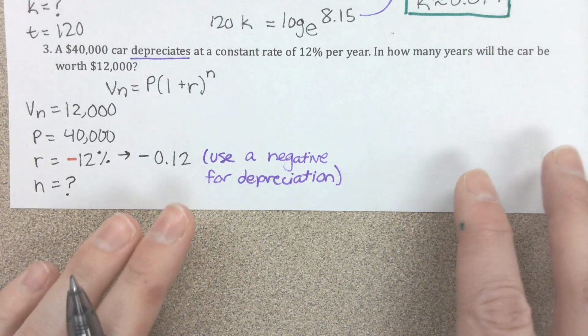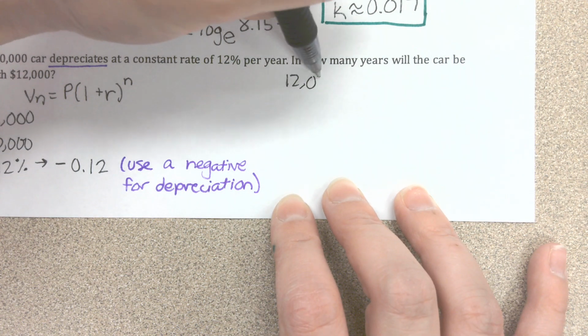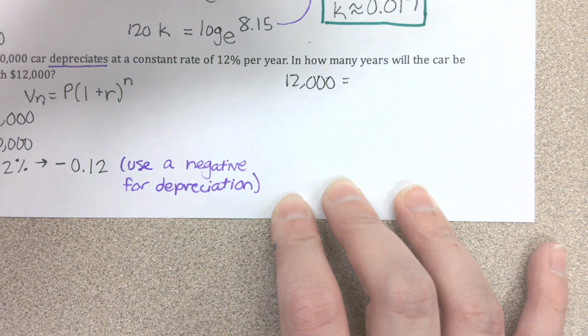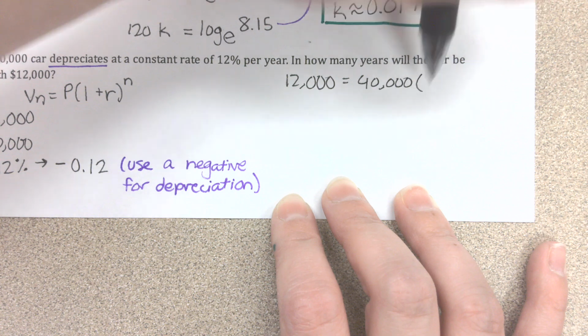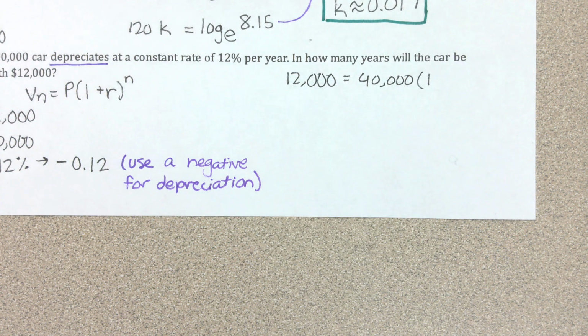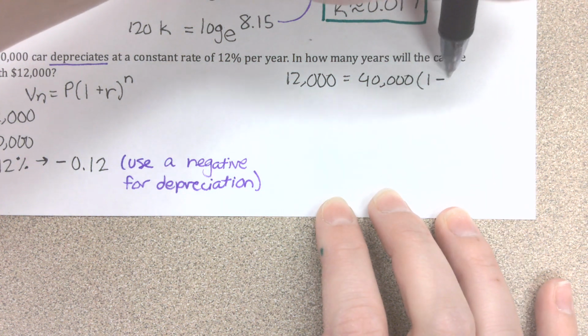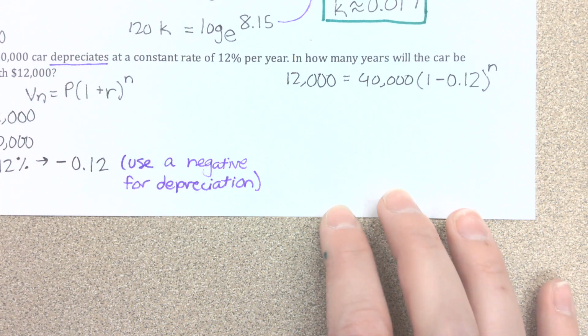We have all our values, let's plug them in. We have 12,000 equals 40,000 times 1. Since it's a negative rate, I'm not going to put plus minus. I'm just going to write minus 0.12 to the nth power.